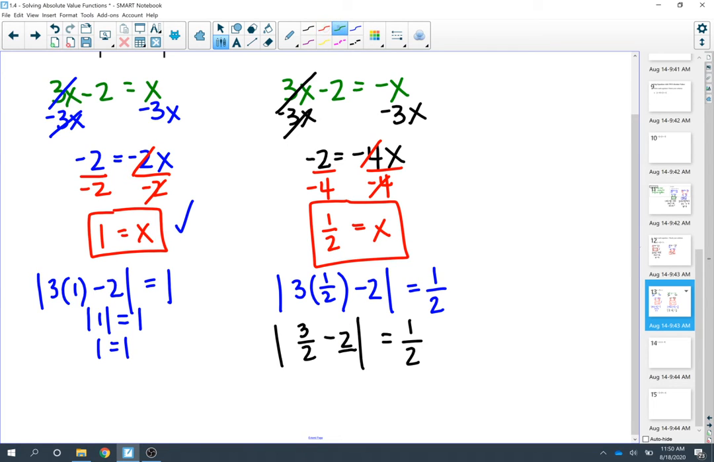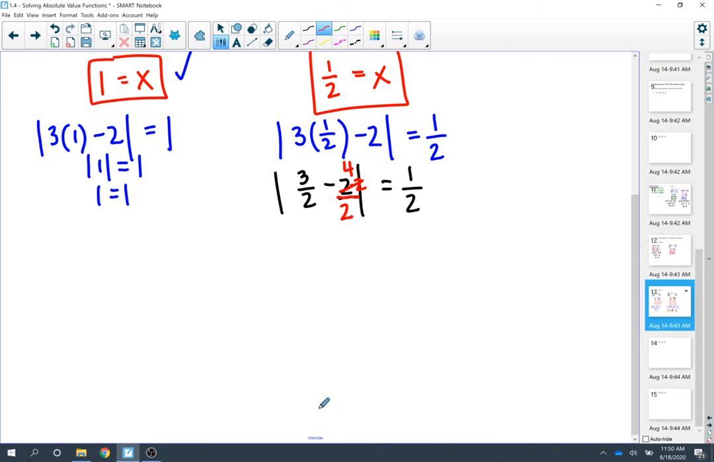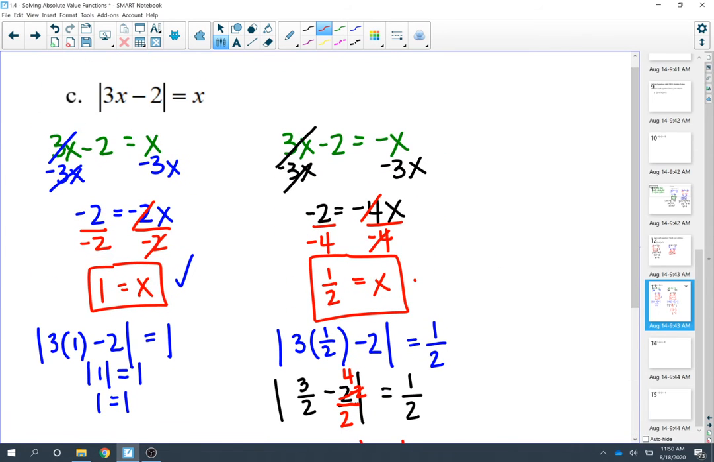This has a 1. The common denominator between 1 and 2 is 2. And if I put a 2 in the denominator, I have to multiply this by 2, which is going to get me 4. So 3 halves minus 4 halves is negative 1 half. So I have the absolute value of negative 1 half equals 1 half, and then the absolute value of negative 1 half is 1 half equals 1 half. So absolutely both solutions work. On this one, we don't have an extraneous solution. Both solutions are good.